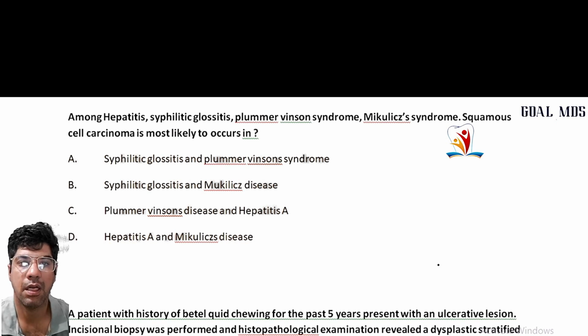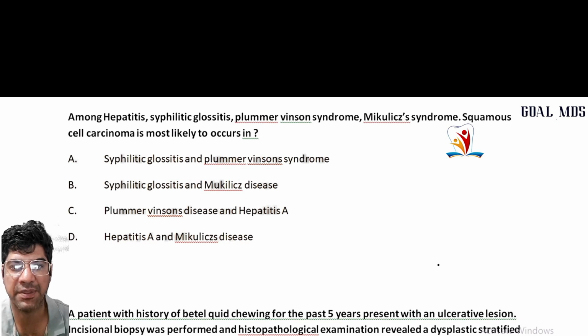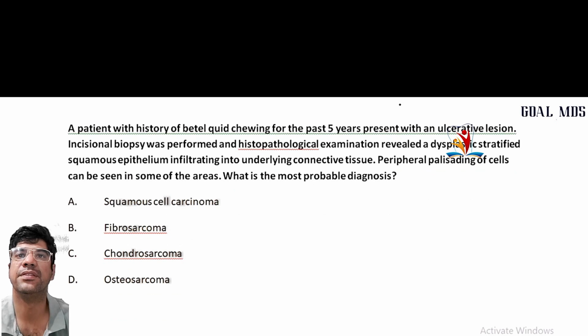Among hepatitis, syphilitic glossitis, Plummer-Vinson syndrome, and Mikulicz syndrome, squamous cell carcinoma is most likely to occur in both syphilitic glossitis and Plummer-Vinson syndrome. They are associated with chronic irritation and inflammation of the oral cavity that leads to increased risk of squamous cell carcinoma. So your answer is syphilitic glossitis and Plummer-Vinson syndrome.